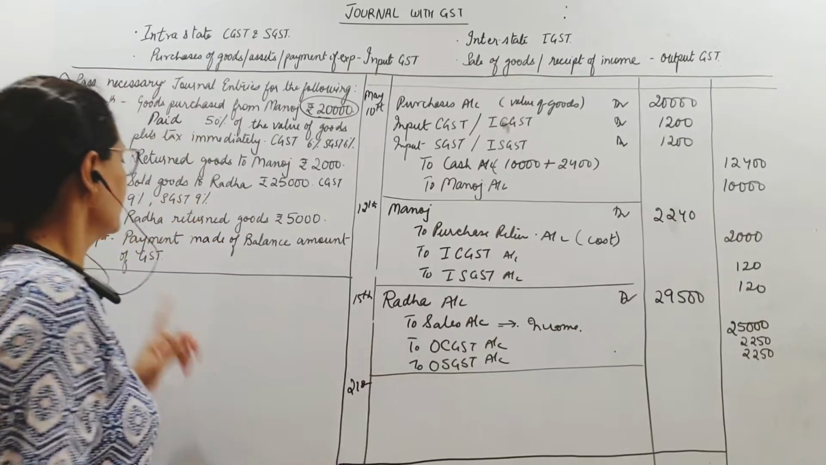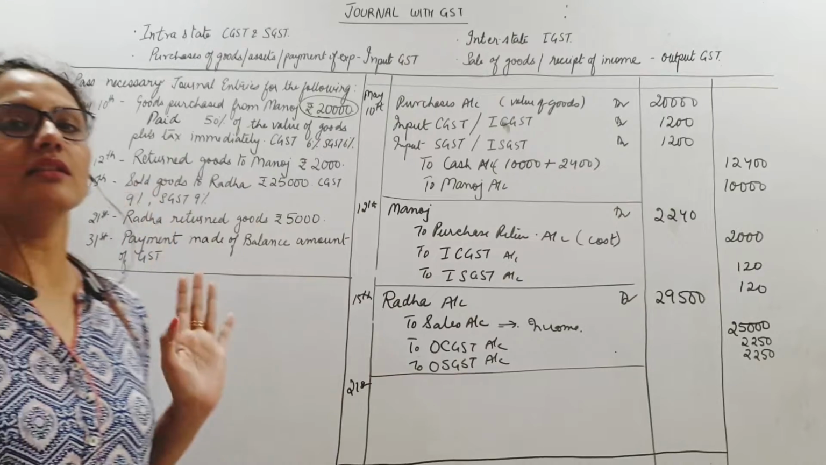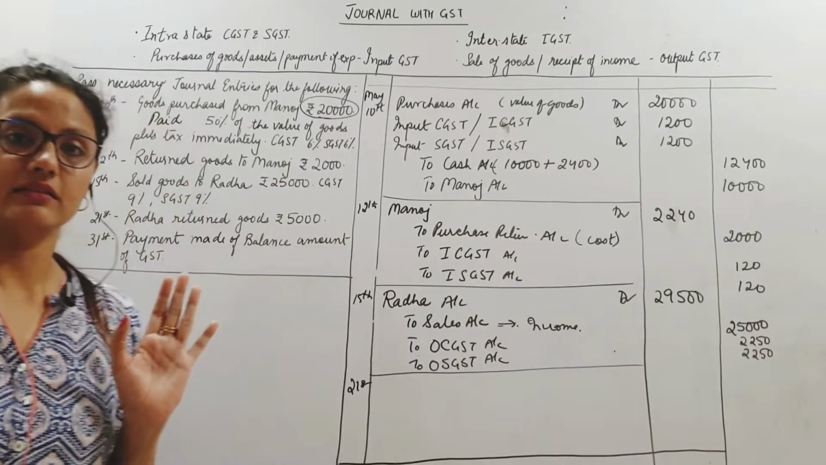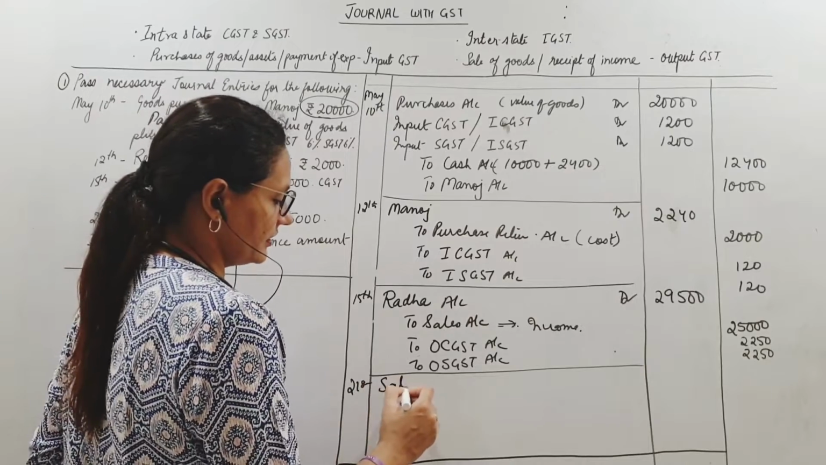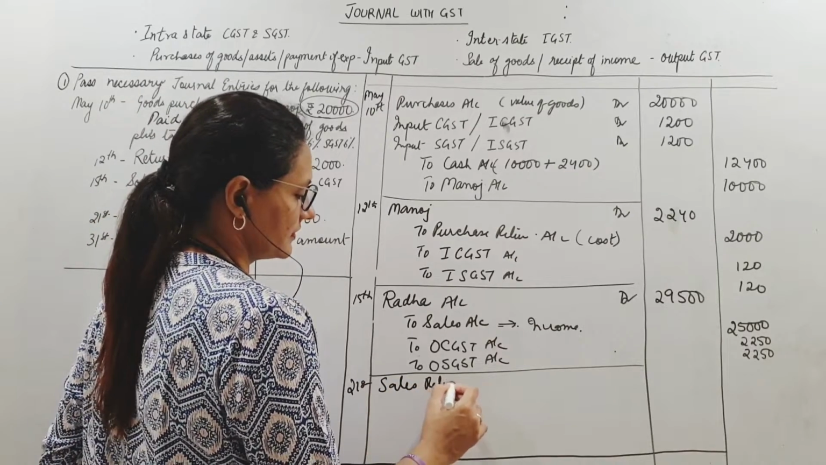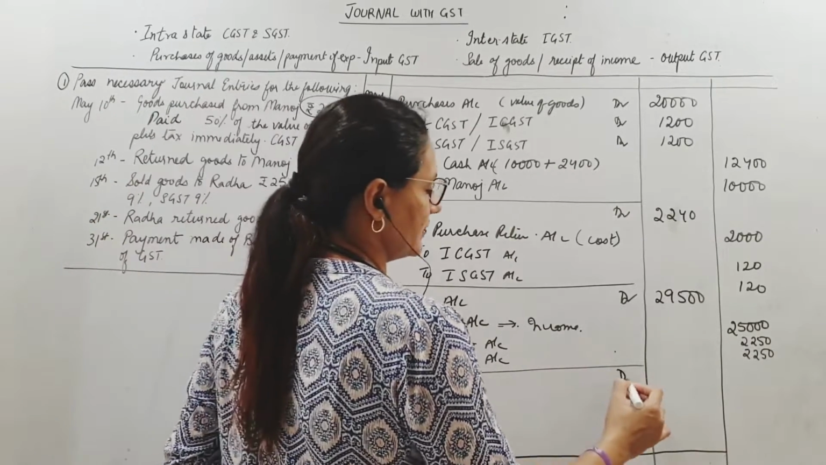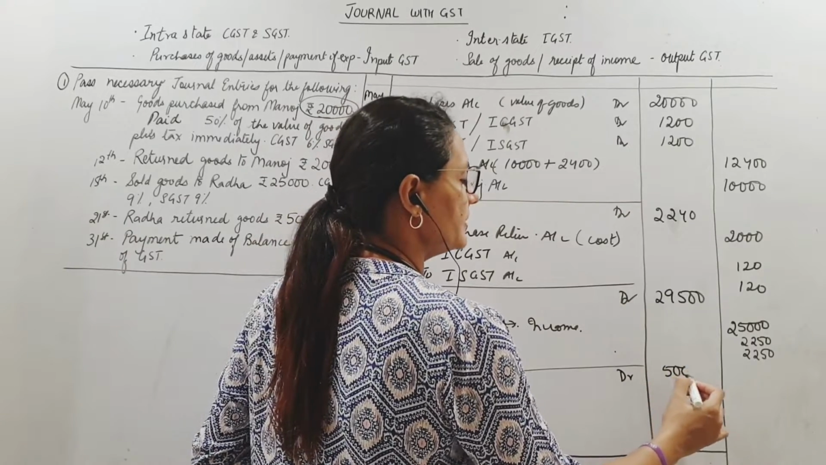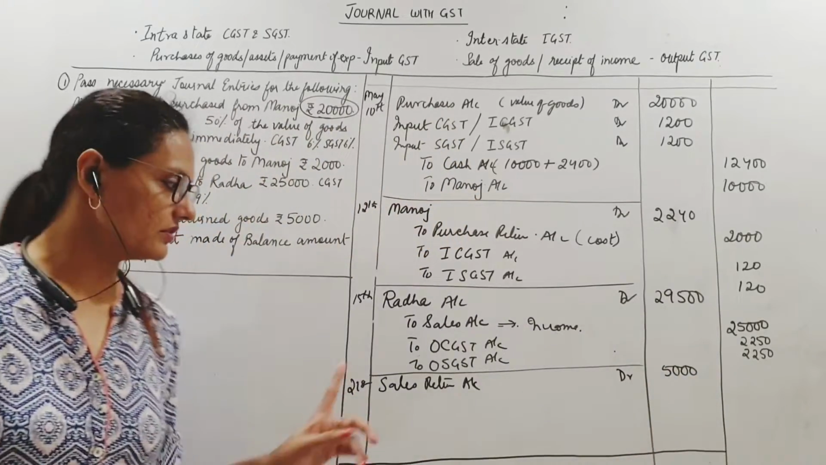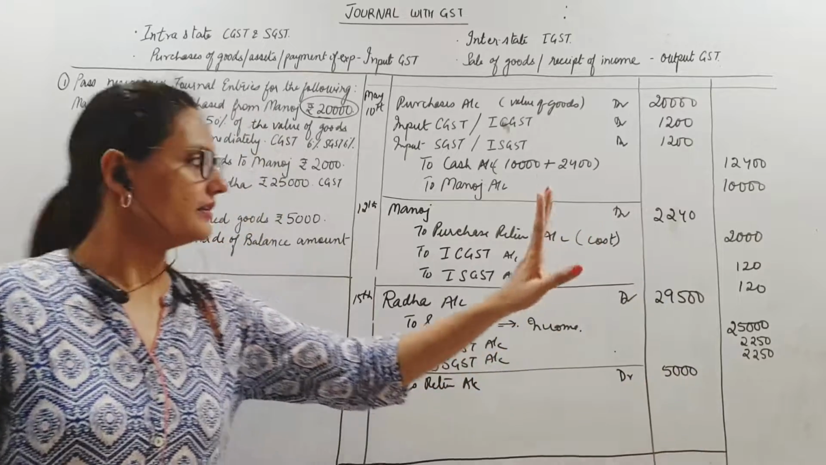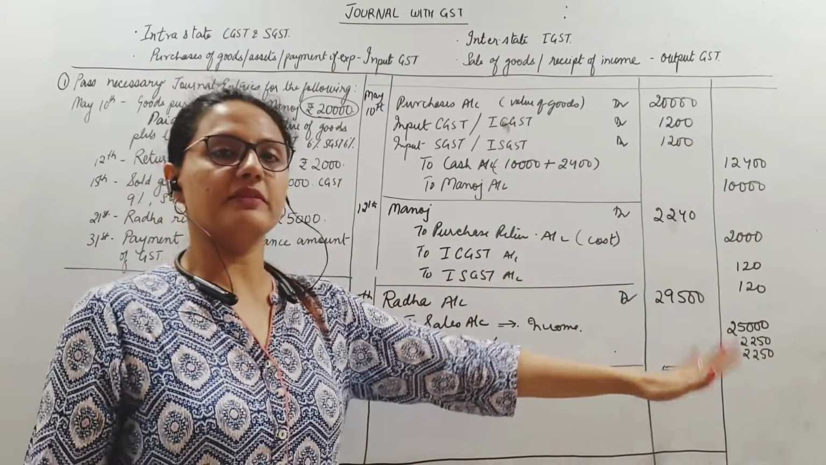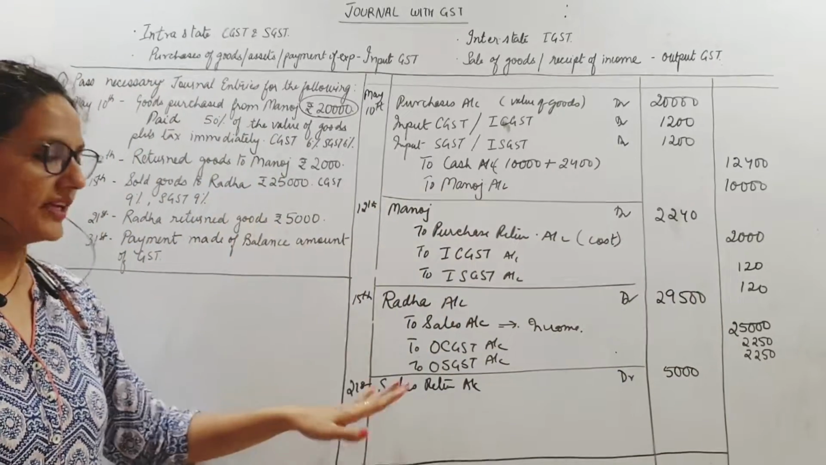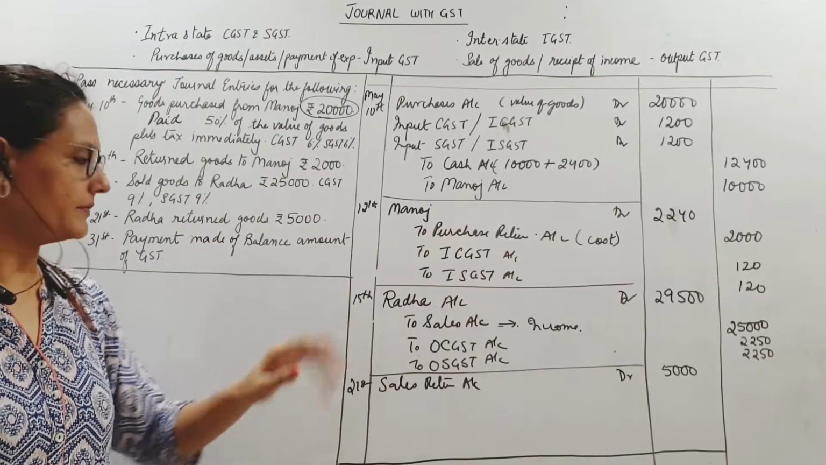Then Radha returned goods. 21st. Radha is returning goods worth 5,000. Fine. Sales return account debit. What is the value of the goods that is being returned? 5,000. See, sales return debit. See, in purchase return I have credited the value of the goods. Sales return also I have debited the value of the goods. Fine. Here I credit, here I debit.